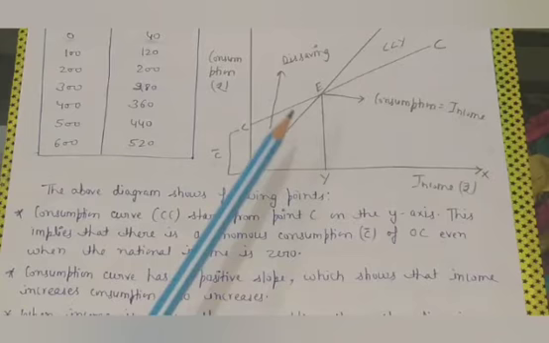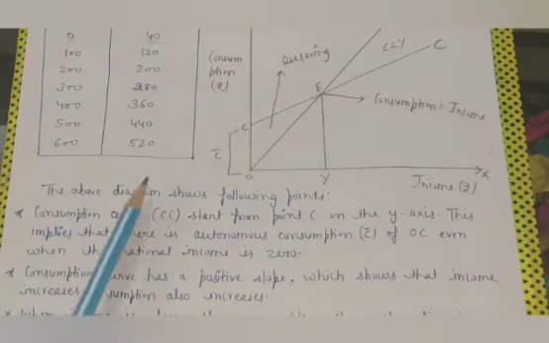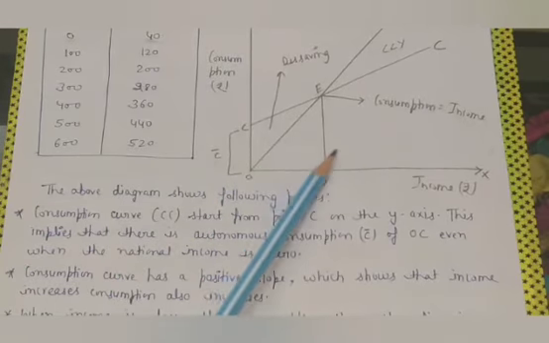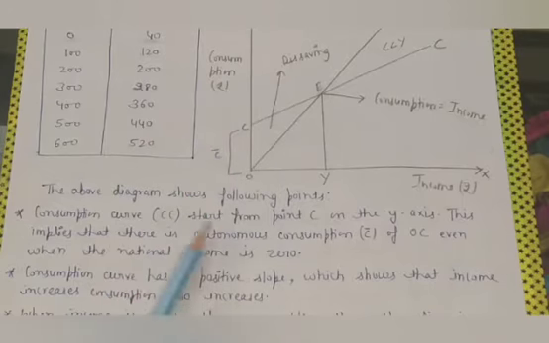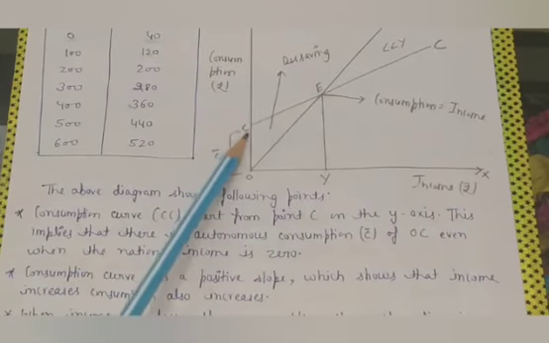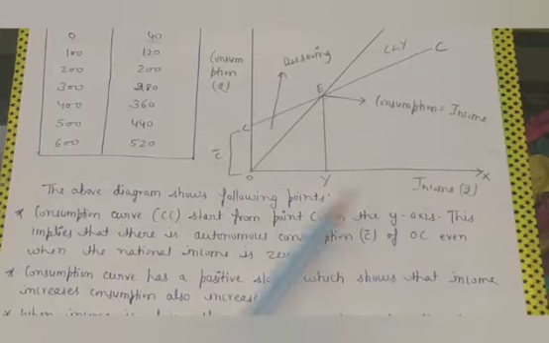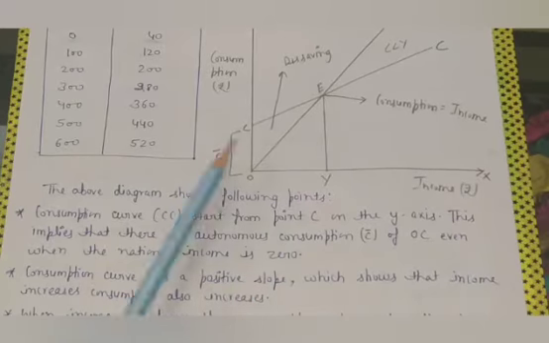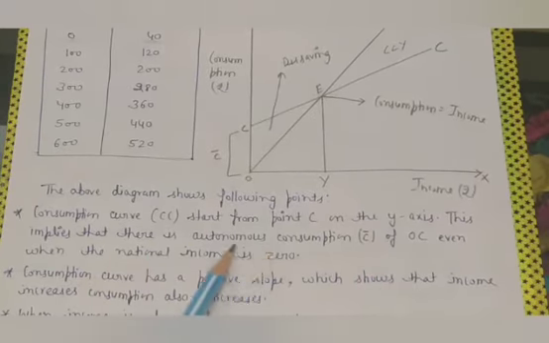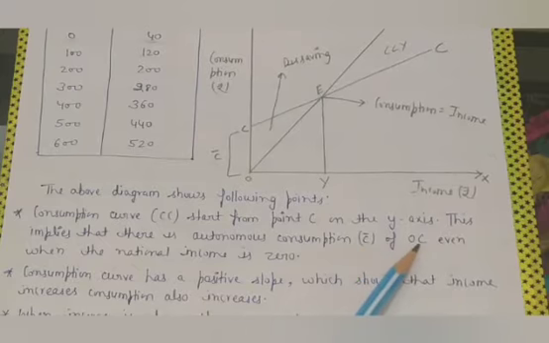Now we are trying to understand this diagram in an explanatory way. See, consumption curve means CC. It starts from point C on the y-axis. This implies that there is autonomous consumption, denoted by C bar or OC.